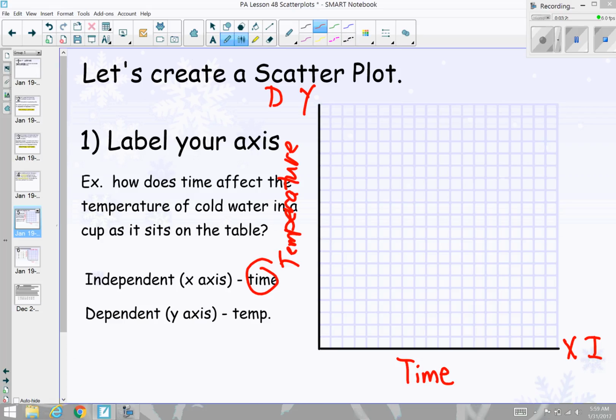And don't forget, all graphs to be complete need an ultimate title at the top. You can name it anything you want. I'm going to go ahead and just label it cold water temps. Nothing very fancy. All right, so let's go ahead and graph our data then.